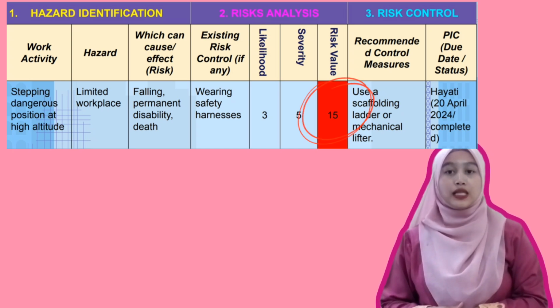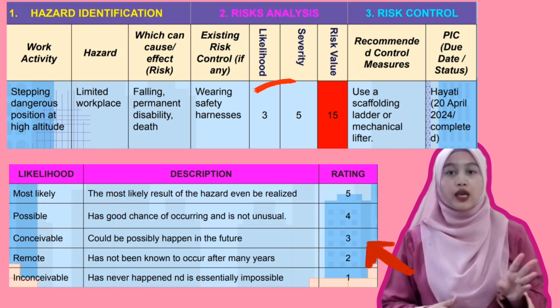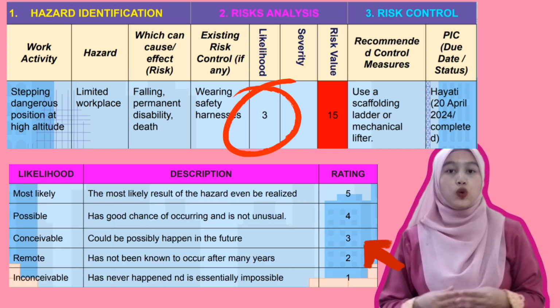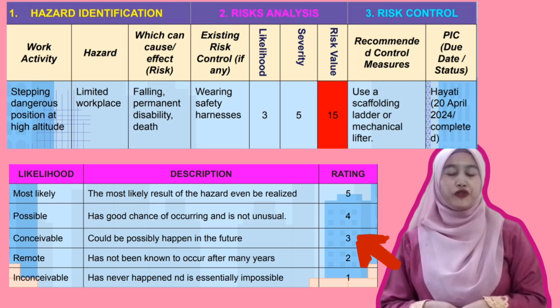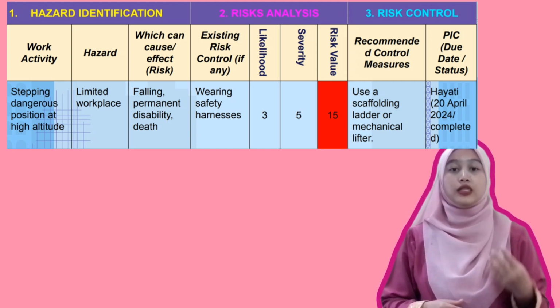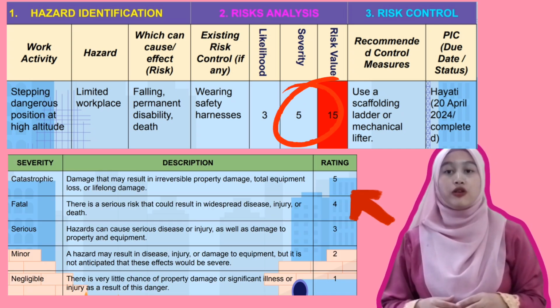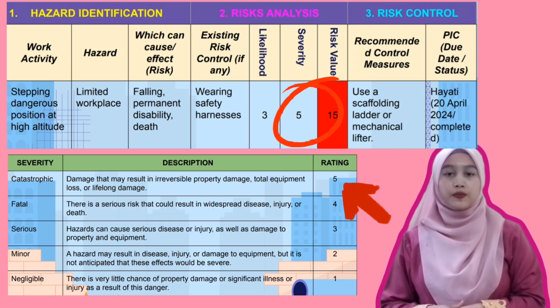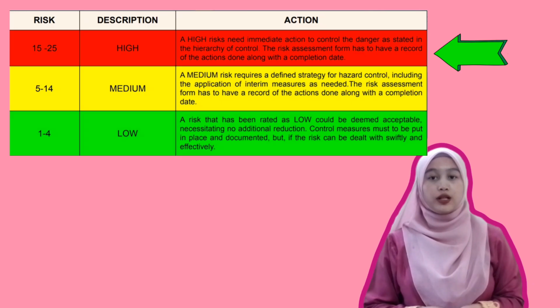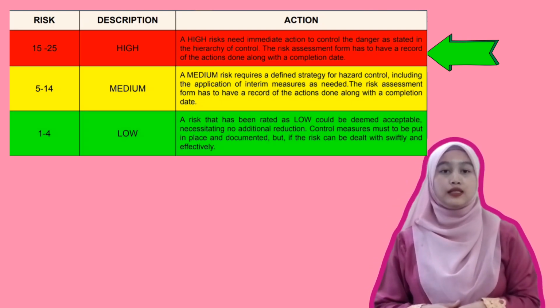In the likelihood table, this activity shows that the value for likelihood is 3, where this work could possibly happen in the future. Besides, from the severity table, this activity shows that the value is 5, where it can cause a serious injury to the workers. Based on the hierarchy of control, these tasks need fast and immediate action to control the danger from occurring. So, how to reduce the risk?